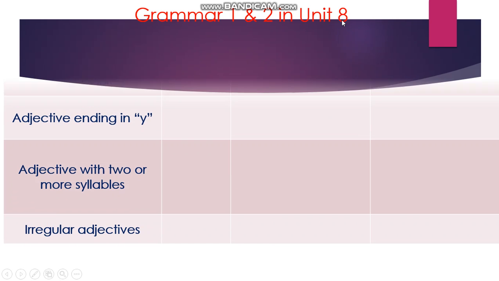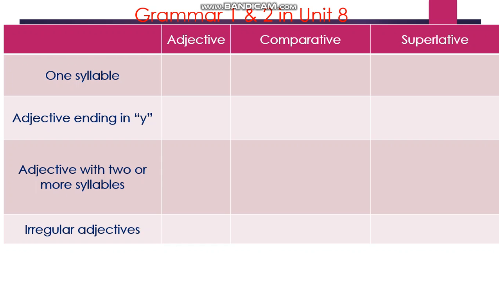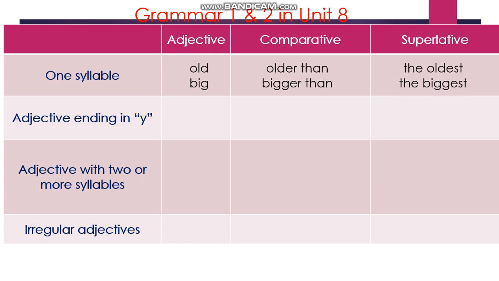Okay, now Grammar 1 and 2 in Unit 8. We will review the comparative and superlative adjectives. With the adjective of one syllable, for example, old and big. Comparative, you use older than or bigger than. And with the superlative, you use the oldest or the biggest.